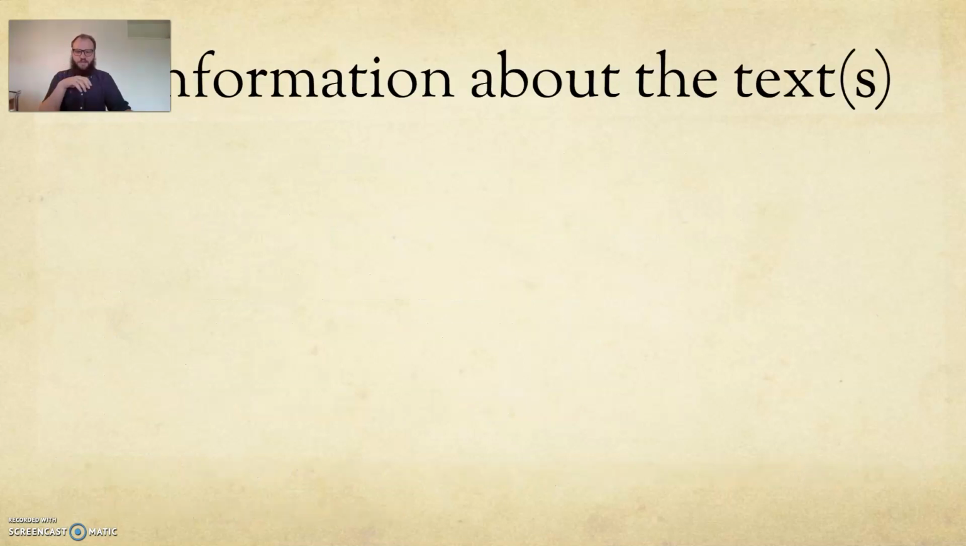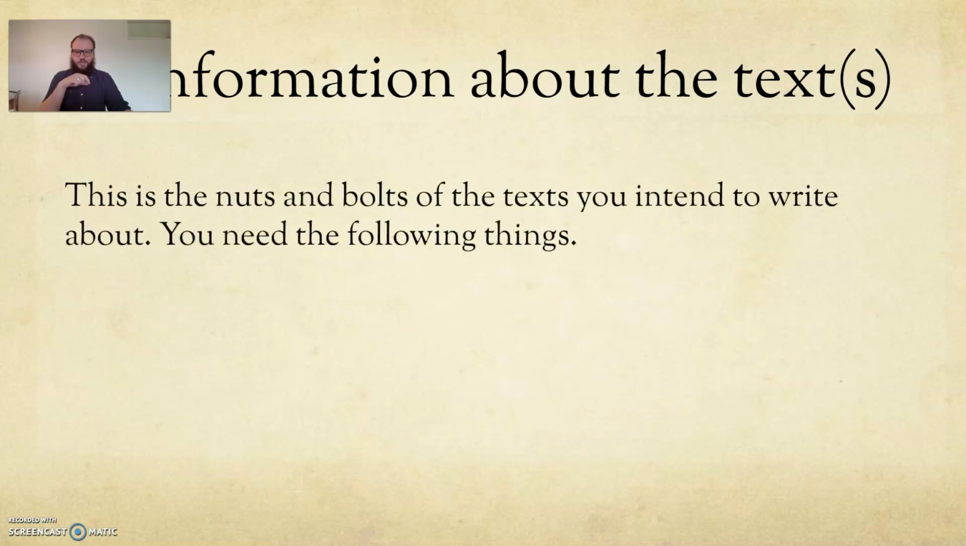Your information about the text is exactly what it sounds like: the nuts and bolts of the text that you intend to write about. And you need to include the following things. Firstly, the name of the text or texts. So for exam writing, you're going to include the name of the one or two texts that you're writing about. For connections, you're going to name all 4 texts.